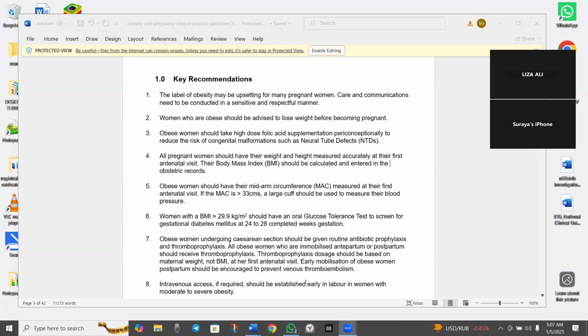These women with BMI 35 or 40 have to be seen in the antenatal clinic by the anesthetist. The anesthetist is going to make the plan for her, whether she comes in labor or is for an elective case. So she has to be seen by the anesthetist in the clinic.